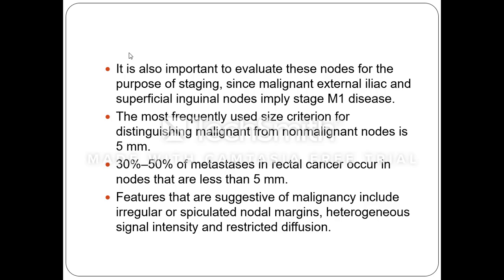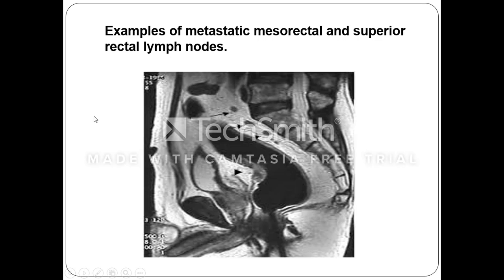The most frequently used size criteria for distinguishing malignant from non-malignant lymph nodes is 5 mm. However, in 30 to 50% of the cases, metastasis has been reported in nodes less than 5 mm. Other features to suggest malignancy in the nodes include irregular or spiculated nodal margins, heterogeneous signal intensity and post-contrast enhancement, as well as restricted diffusion. The image shows examples of metastatic mesorectal and superior rectal lymph nodes.